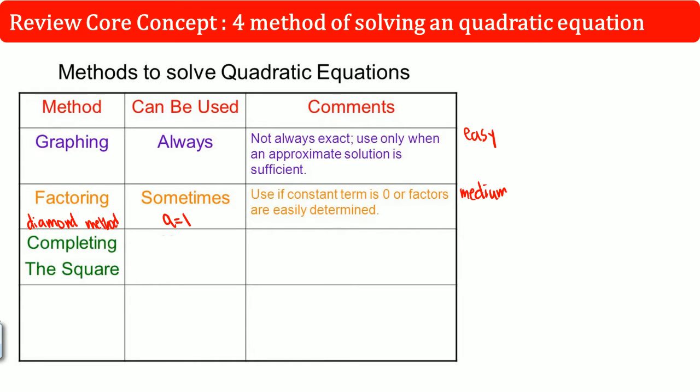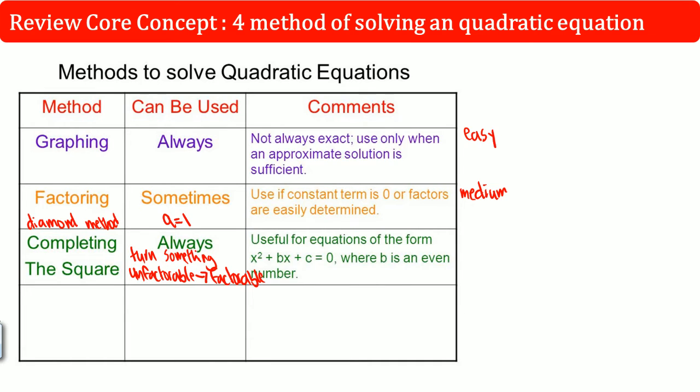Next, you complete the square, and it always works. Completing the square allows you to turn something unfactorable into factorable. Okay, and it's useful when that b term is an even number because you have to divide it by 2.